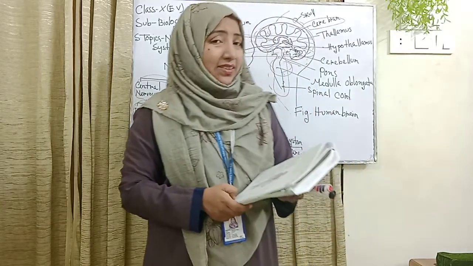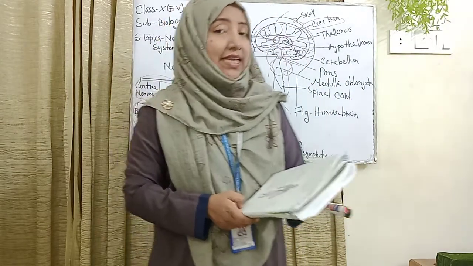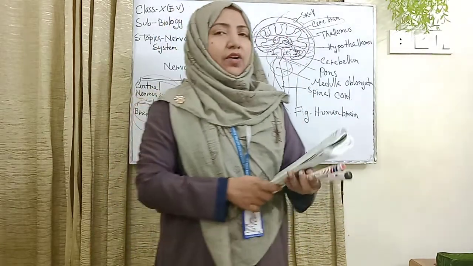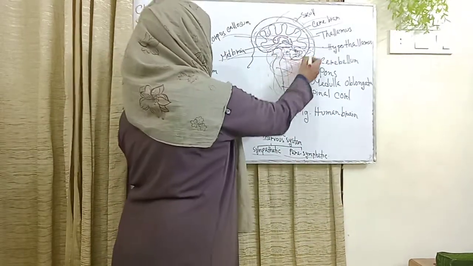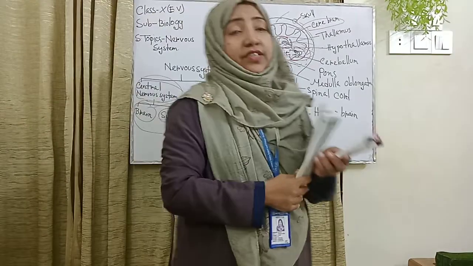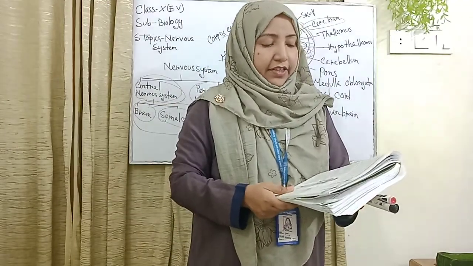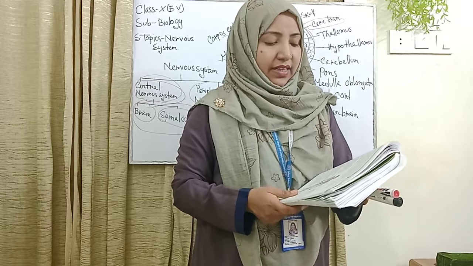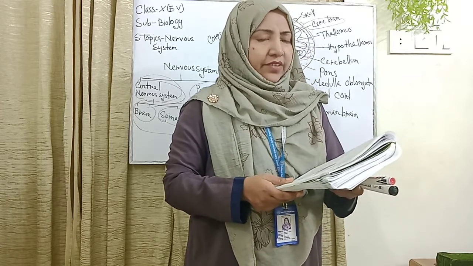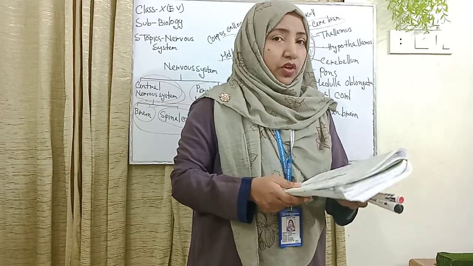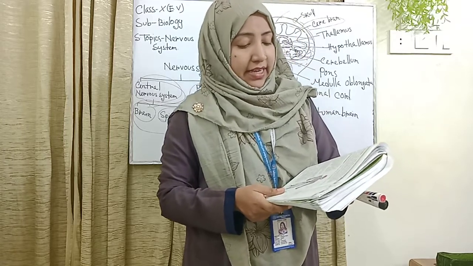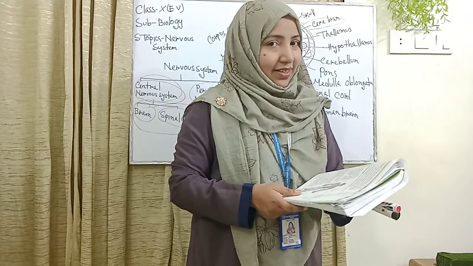Again, I will explain the first structure, the cerebellum. The cerebellum is located at the back part of the pons. This structure, I also draw, is the cerebellum. It is divided into the right and the left lobes. Its exterior part is composed of grey matter and its inner part of white matter.